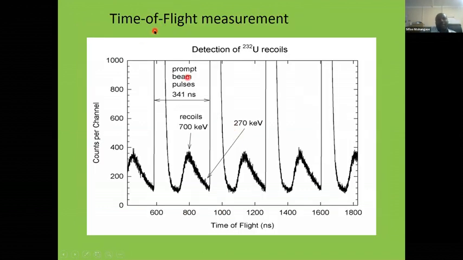So the time of flight is measured relative to the SSC beam pulse. It is 340 nanoseconds long, which gives us a good allowance to measure recoils as low as 270 keV. Remember, the recoils for uranium-231 were about 1.1 MeV, and the recoils for 232 were about 700 keV. So you could detect them.